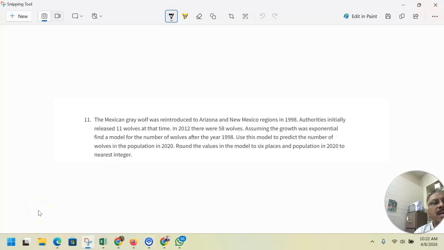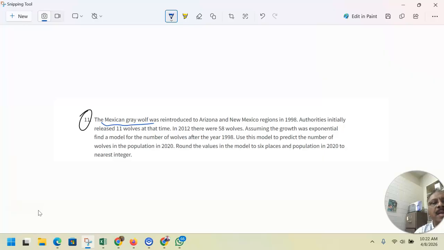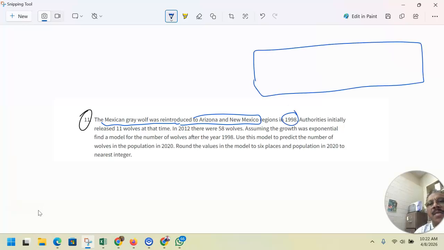Okay, this is question number 11. A Mexican gray wolf was reintroduced in Arizona and New Mexico in the year 1998. I'm just trying to make a visual understanding here, to show what is x and what is y. So in the year 1998, the authorities initially released 11 wolves.